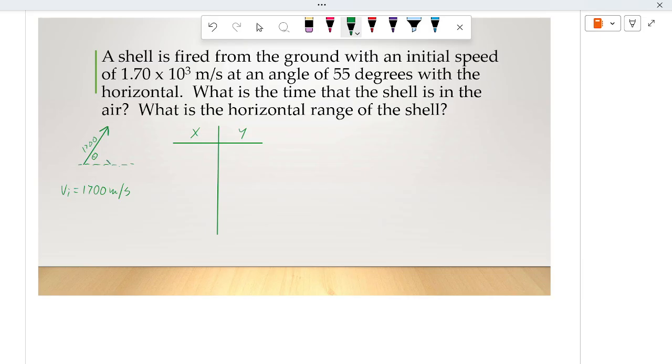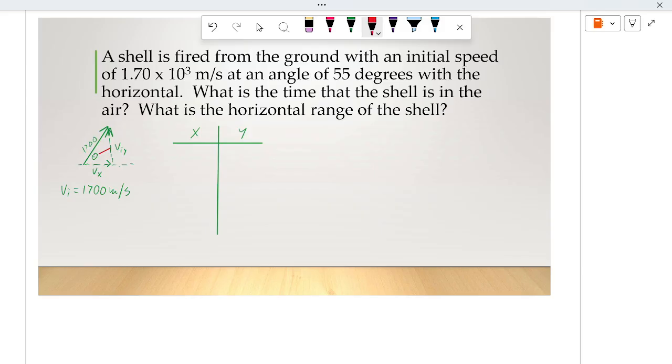First, I'm going to draw our vectors in place, and that's going to be the velocity in the x direction, and this is going to be the initial velocity in the y direction. All right, and so the question is, how can I find the values for Vx and Viy? And we're going to do that using our trig functions.